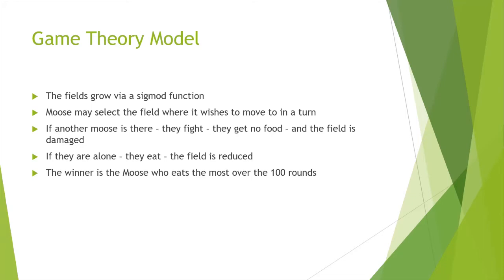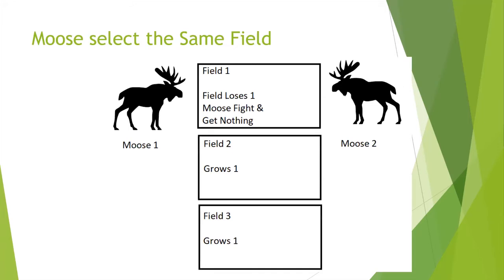The winner over this model is the moose that eats the most over the 100 rounds of the game. And so this game was given to the students as a competition. Students would put in various models of their own making, and then we would compete these moose models and see which one is the best type of moose. So putting into our idea of the active learning model.